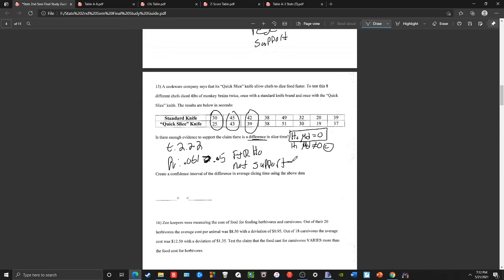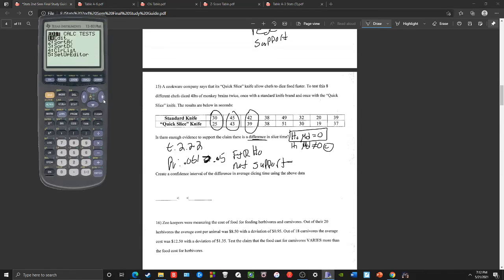There's not enough evidence to say that the quick slice knife made a difference. So basically, if we look at our list here, even though there was a difference for a large majority of them, where's my list? So even though for each person there was a difference in slice time, it wasn't big enough to say that the difference was not 0 on average, right?